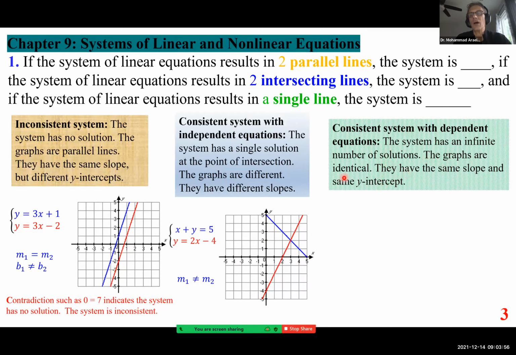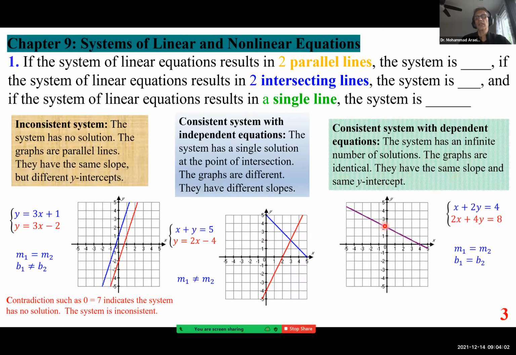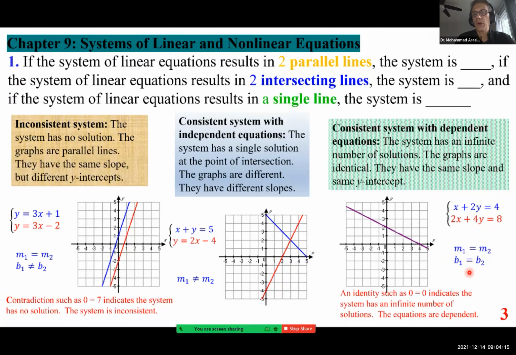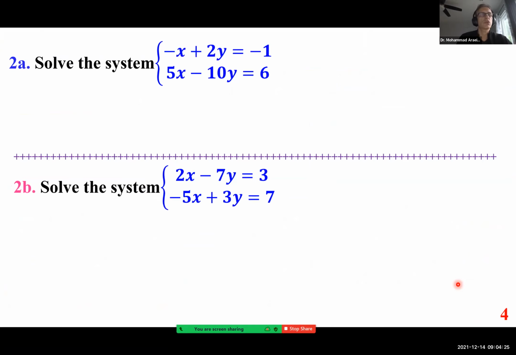The graphs are identical. They have the same slope and the same y-intercept. As you look at this, the two lines coincide. They are on top of each other. They not only have equal slopes, also equal y-intercepts. If we were to solve this by the method of substitution or addition, we end up with an identity such as 0 equals 0, 7 equals 7, which gives us infinitely many solutions.